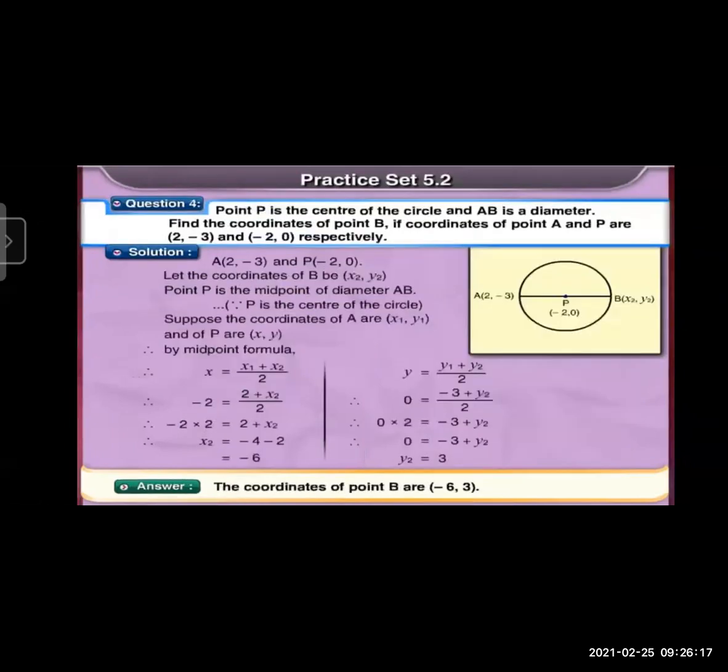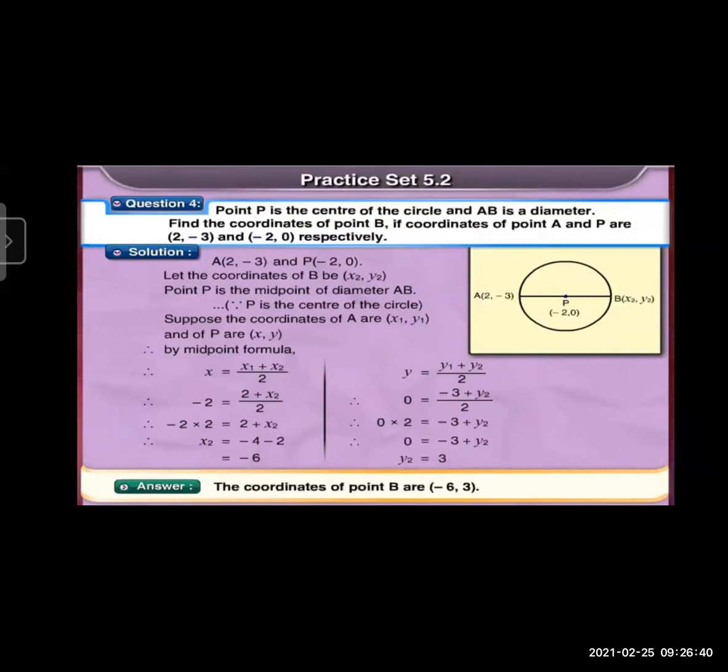Question number 4. Point P is the center of the circle and AB is the diameter. So here P is the center of the circle and AB is the diameter. Find the coordinates of point B if coordinates of points A and P are (2, -3) and (-2, 0) respectively.